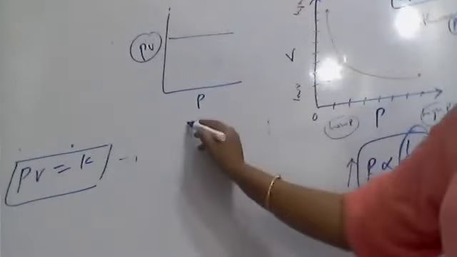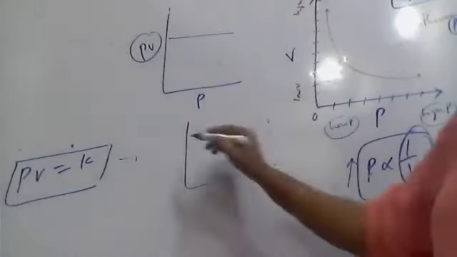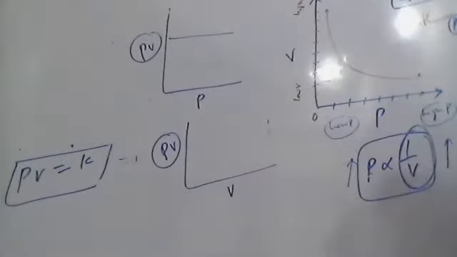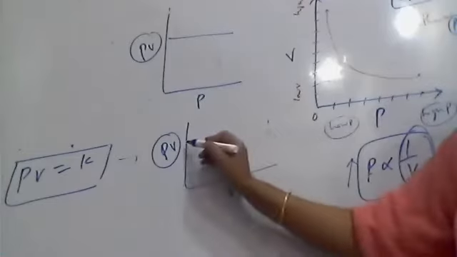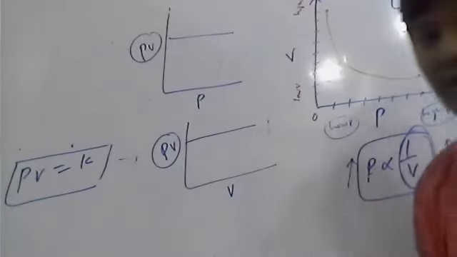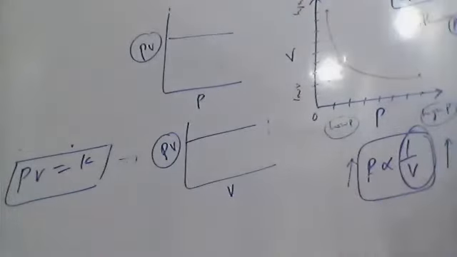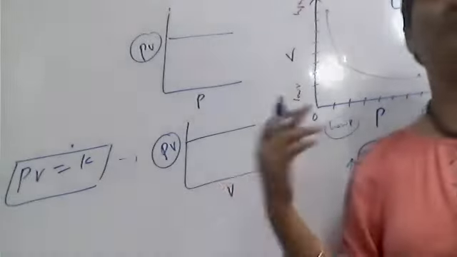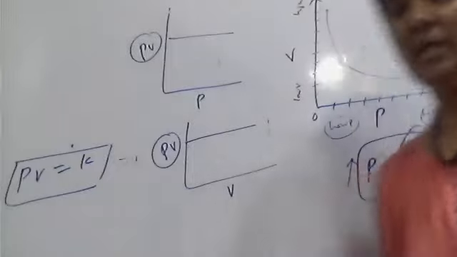In the same way, you can draw a graph for PV versus V. At any volume, since PV is constant, you will get a horizontal line that is parallel to the x-axis. So these are different graphs, and you can take even log also. Okay, this is Boyle's law.